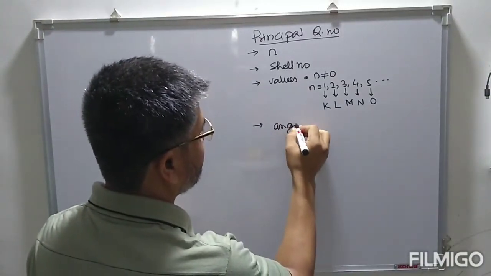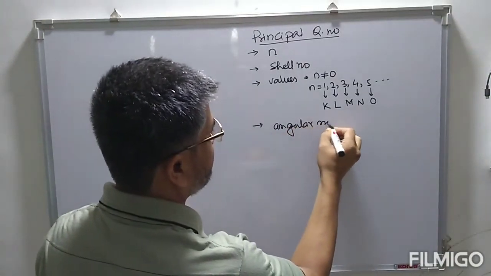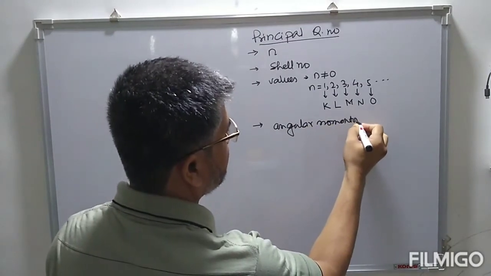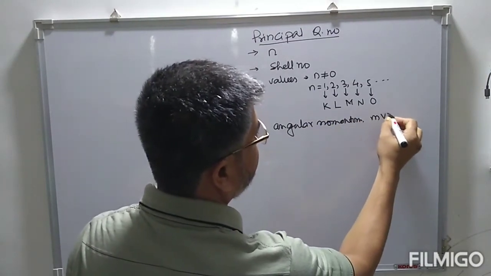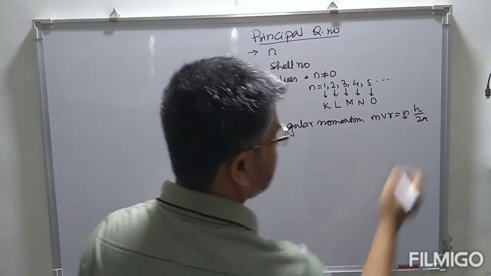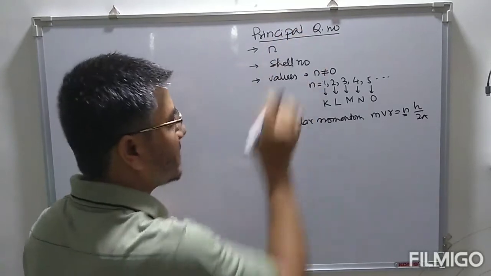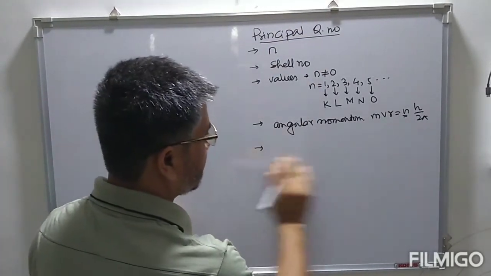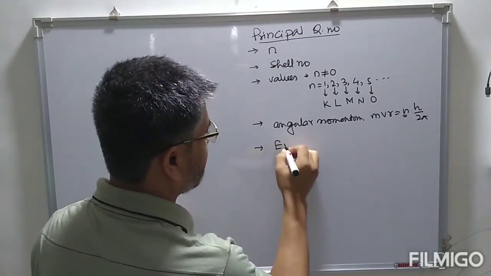This n also represents the angular momentum of electron, that is mvr equals nh by 2 pi, that is from Bohr's theory. This shell number also gives rise to energy.